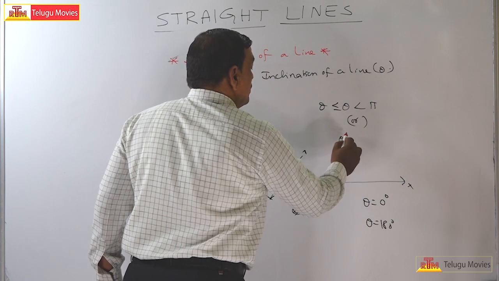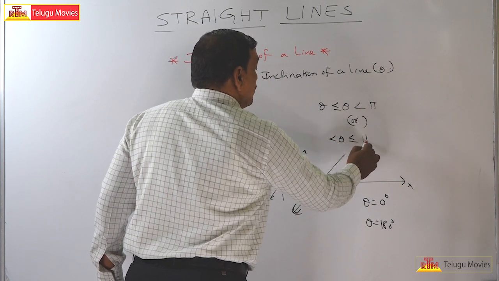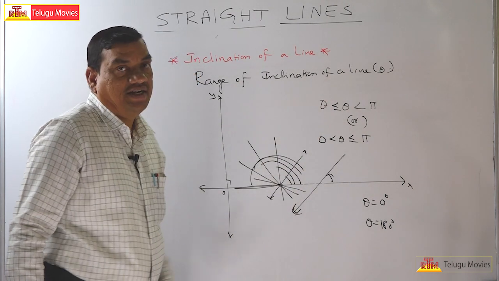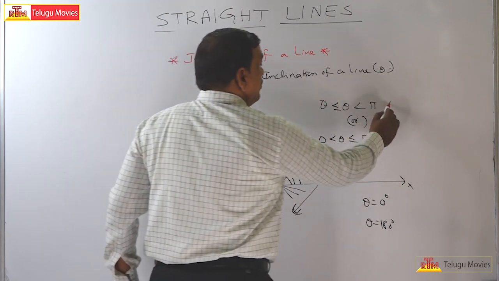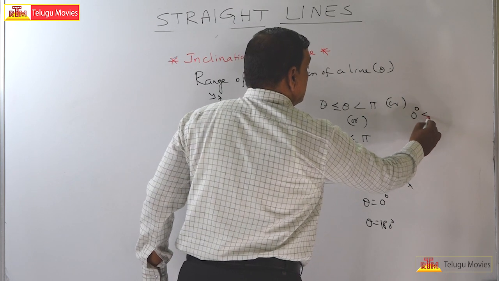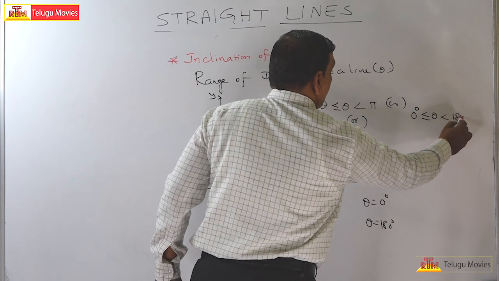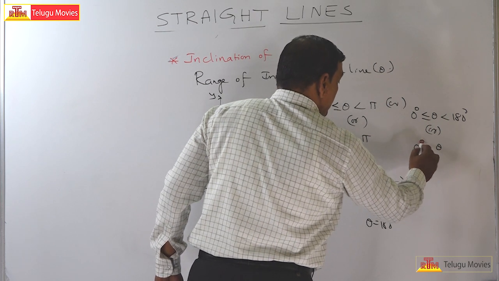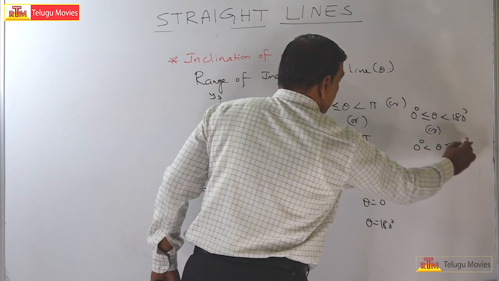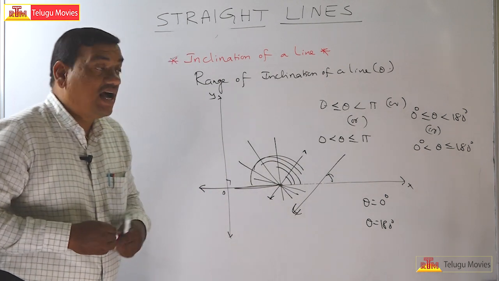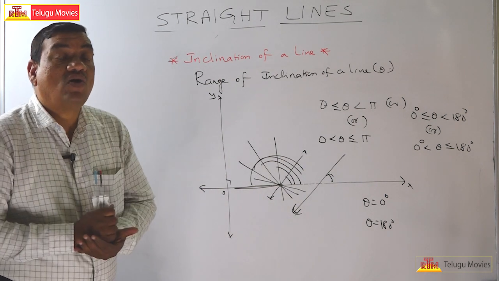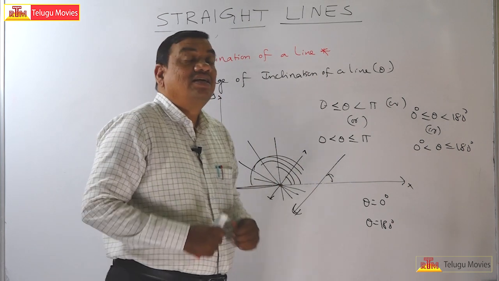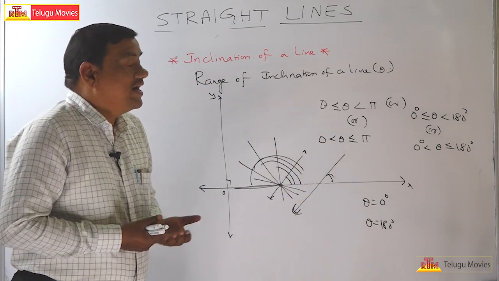Otherwise, you can write down theta less than or equal to pi. Sorry, here 0 radians, that is pi radians. Otherwise, if you write it in the general form, 0 degrees less than or equal to theta less than 180 degrees. Therefore, what is the minimum and the maximum inclination of a line? The minimum is 0 degrees, the maximum is 180 degrees.